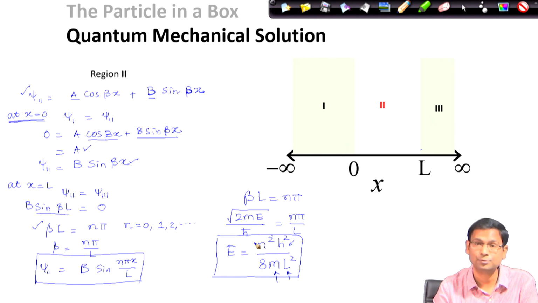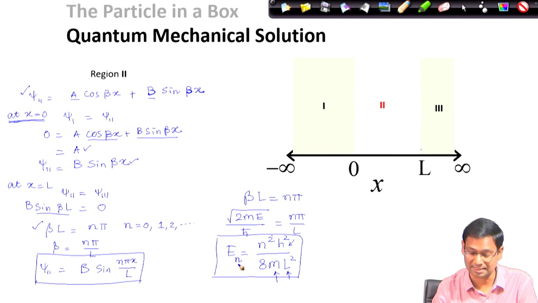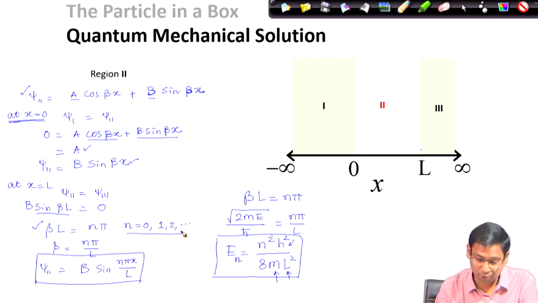So, since I have so many energy levels, to identify them I am giving an index to this energy, I am calling this E n, because E will depend on n. Now, there is one more point to look at about the possible values of n equals 0, 1, 2. When we have n equals 0, when you look at this wave function B sin n pi x by L, this quantity becomes 0, does not matter what value of x you put here, the wave function is always 0.